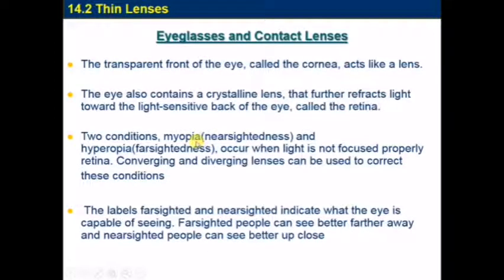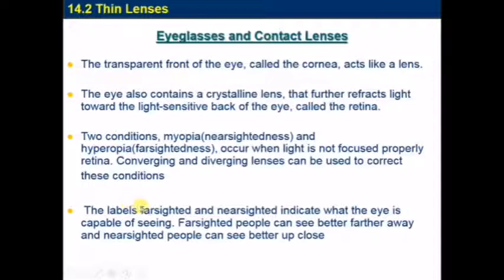So myopia has another name, which is nearsightedness. Hyperopia also has another name, which is farsightedness. Okay, in order to correct these conditions, we can use either converging or diverging lenses. We can use eyeglasses with converging lens or diverging lens, and sometimes they use eyeglasses with both converging and diverging. It depends on each person, each condition.